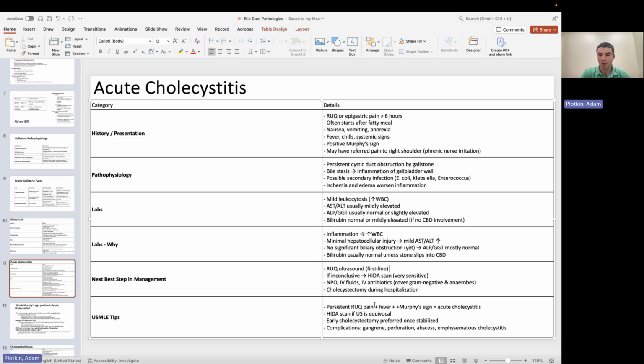So again, USMLE tips: persistent right upper quadrant pain, fever, Murphy sign, think acute cholecystitis. We do a right upper quadrant ultrasound first. We do the HIDA scan if the ultrasound is equivocal. Early cholecystectomy is preferred once the patient is stabilized, and complications of this can be gangrene, perforation, abscess, or emphysematous cholecystitis, where we get fluid and air around the gallbladder, which is just a nidus for infection, just asking for infection.